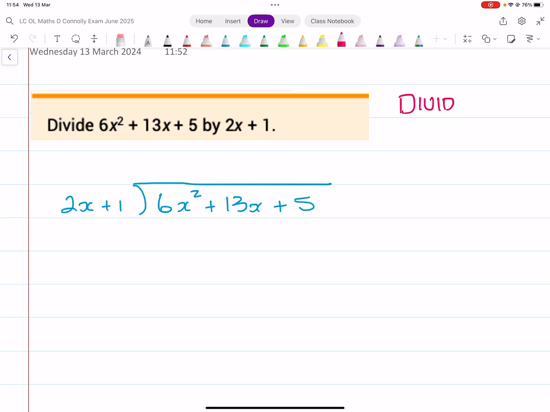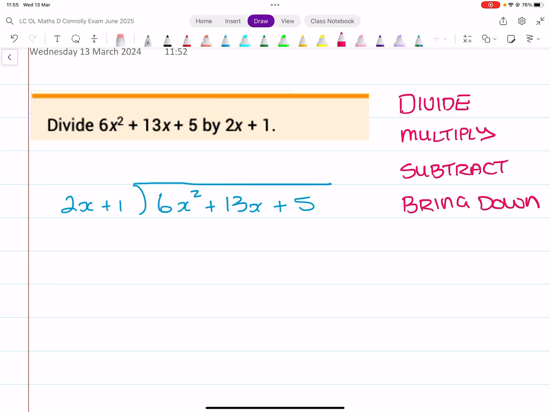Divide, multiply, subtract, bring down. So those are the 4 steps. Right. So the first step is divide.